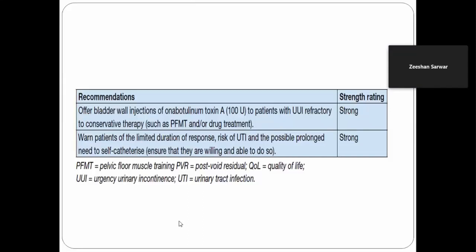So the recommendation offered is bladder wall injection of botulinum toxin A to patients with urinary incontinence refractory to conservative therapy, and warn patients of the limited duration of response, risk of UTI, and possible prolonged need to self-catheterize. Ensure that they are willing and able to do so.